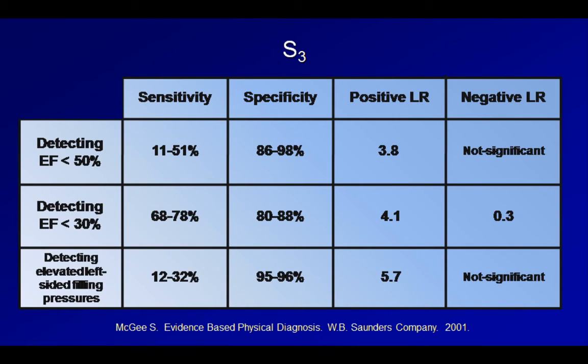As you can see, the sensitivity of the S3 for either low ejection fraction or elevated left-sided filling pressures is less than its specificity. This translates into helpful positive likelihood ratios, but negative likelihood ratios that are less so. Or as some people would put it, an S3 is helpful when it's present, but not helpful when it's absent.